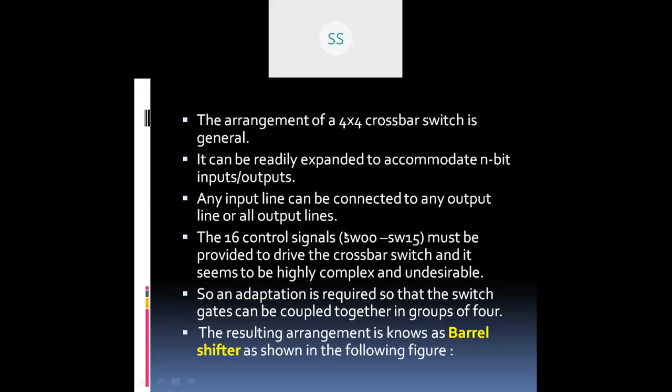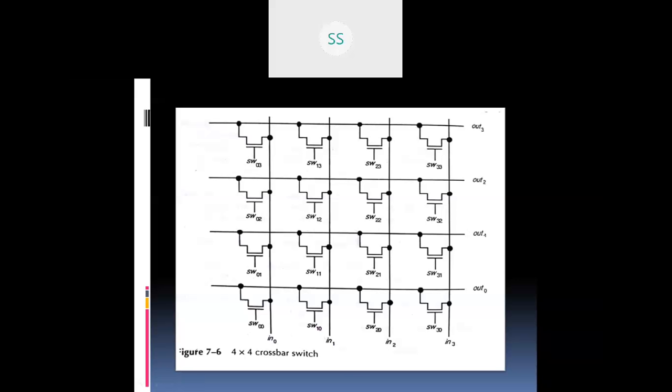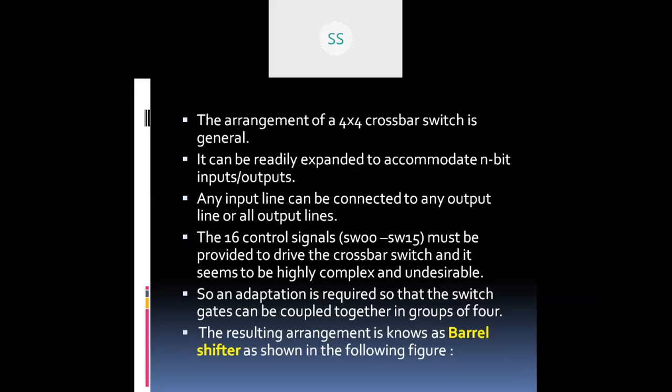Then the 16 control signals, which are controlling the gates, must be provided to drive the crossbar switch, and it seems that this is highly complex and also not desirable. It's an undesirable feature in the crossbar switch, as we can see in the previous one. So 16 different signals have to be connected for all 16 switches. This makes the design or the operation somewhat complex, and this particular configuration is undesirable.